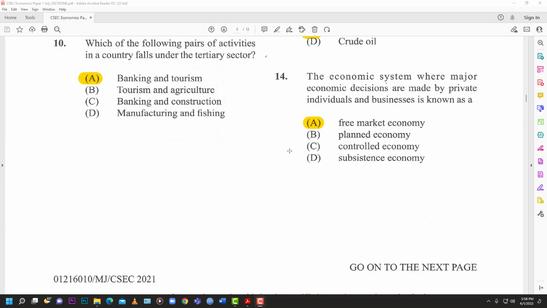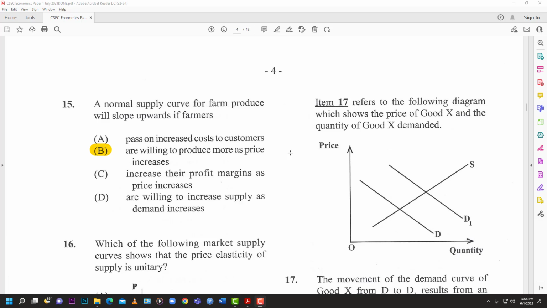Free market. Number 15. A normal supply curve for farm produce will slope upwards if farmers... and so they're trying to test us to see if we know the law of supply and demand. Well, supply in this case. And so the law of supply states that it slopes upwards because as price rises, supply rises. There's a positive relationship between price and supply. And so B, if the farmers are willing to produce more as price increases. So that's B, that's a normal supply curve. Normal supply, law of supply.